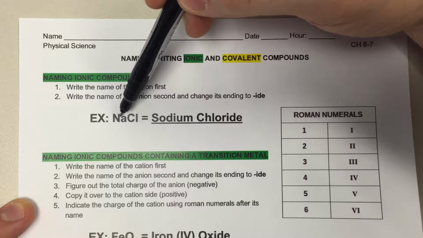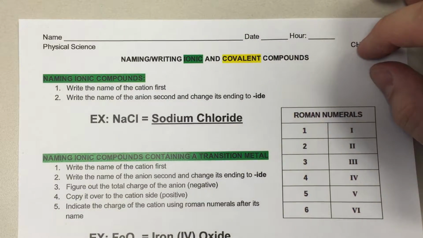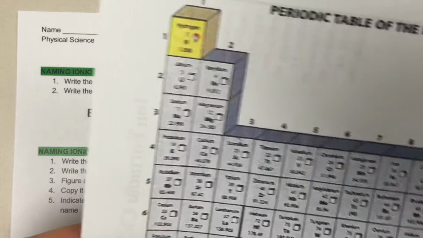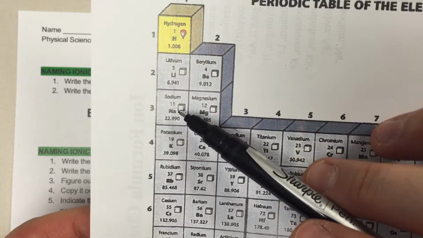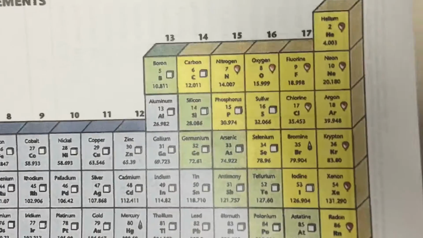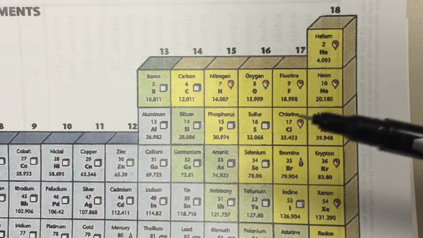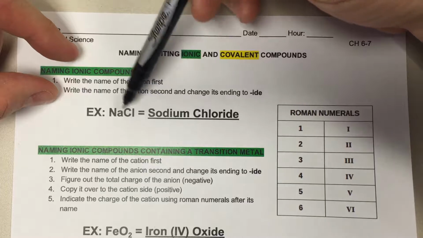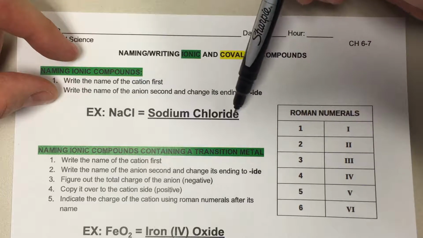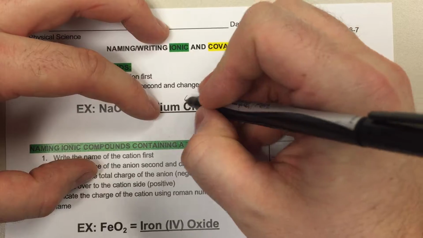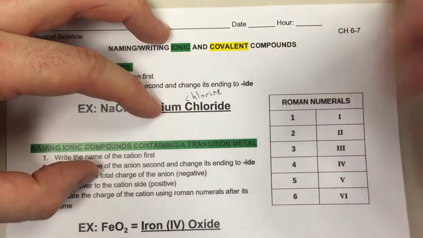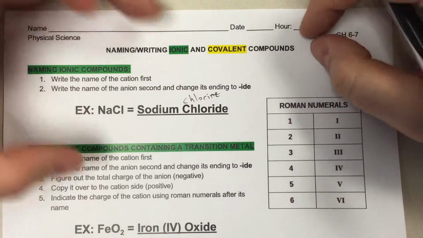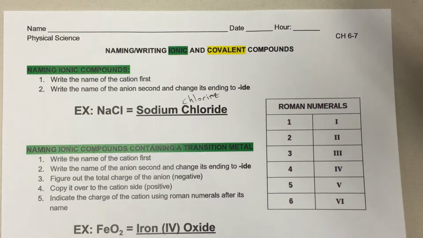For example, this is the element sodium, and this is the element chlorine. I know what they are because I am using my periodic table. Na is right here, so that's the symbol for sodium. And on the far right, that is chlorine. Following the rules of naming an ionic compound, all you do is you take the ending of the second word and change it to IDE. So instead of chlorine, you are changing it to chloride. Okay? That's how easy it is to name binary ionic compounds.